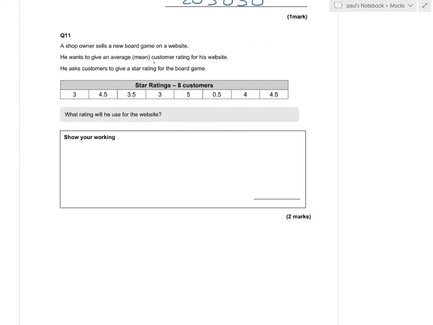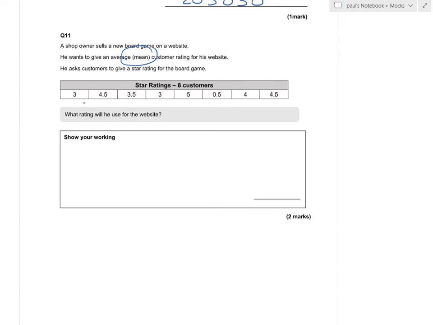A shop owner sells new board games on a website. He wants to give an average mean customer rating for the board. What rating will he use? So we want to do the mean. So we've got to add them all up and divide by 1, 2, 3, 4, 5, 6, 7, 8.